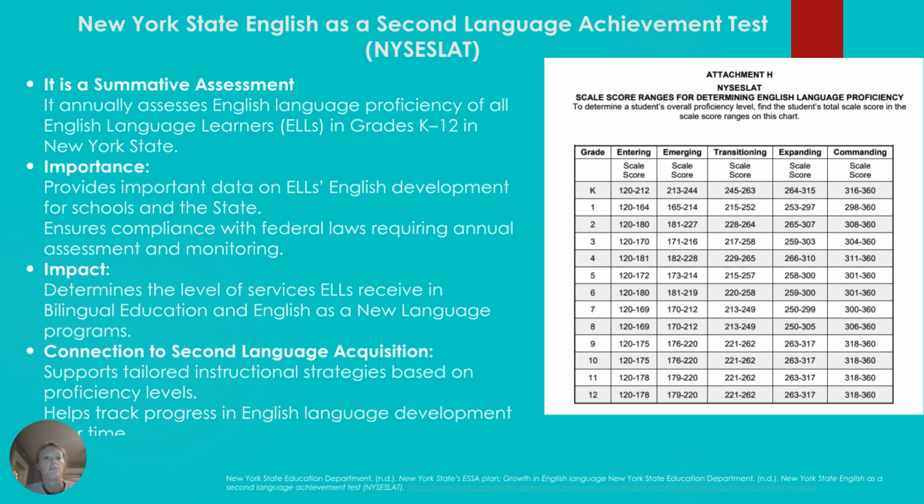And the New York State English as a Second Language Achievement Test is a summative assessment. It annually assesses ELLs in grades K through 12 in New York State. Once again, this is only used within New York State. The importance is to provide important data on ELLs' English language development for schools and the state. It ensures compliance with federal laws requiring annual assessments and monitoring. It determines the level of services ELLs receive.